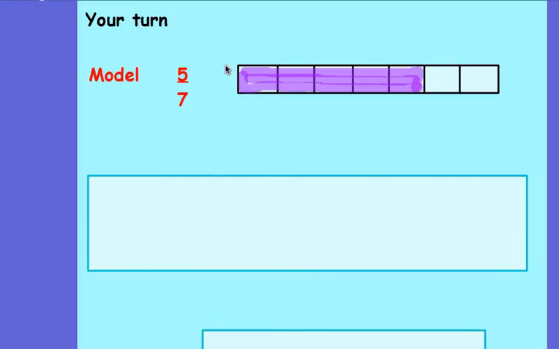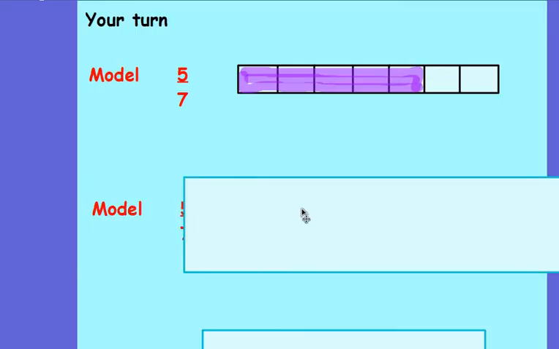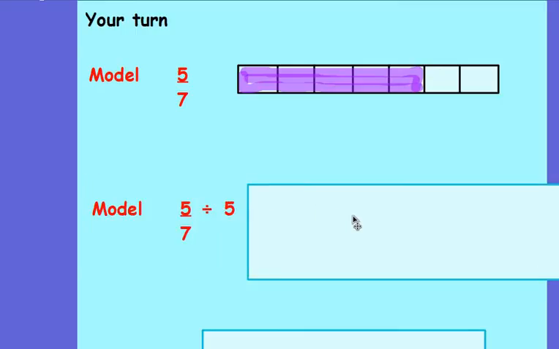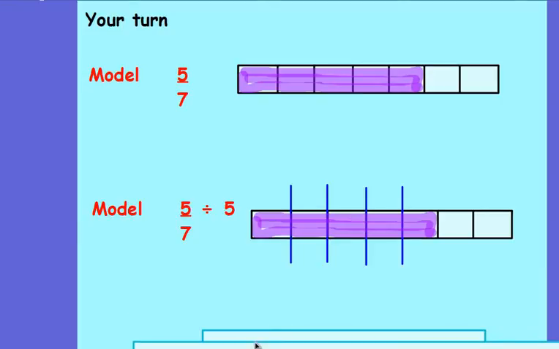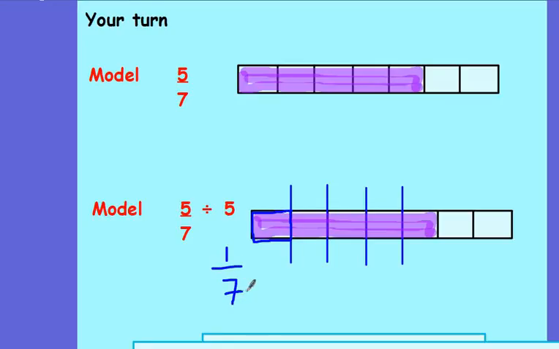Hopefully you'll have drawn something like this. We've got a bar with 7 pieces and you'll have coloured in 5 of them. That's my 5/7. Can you model 5/7 divided by 5 for me in your light blue books? Let's go through it. Here was my 5/7. This time I've divided it into 5 equal pieces. Each of those equal pieces is just 1/7. So 5/7 divided by 5 is 1/7.